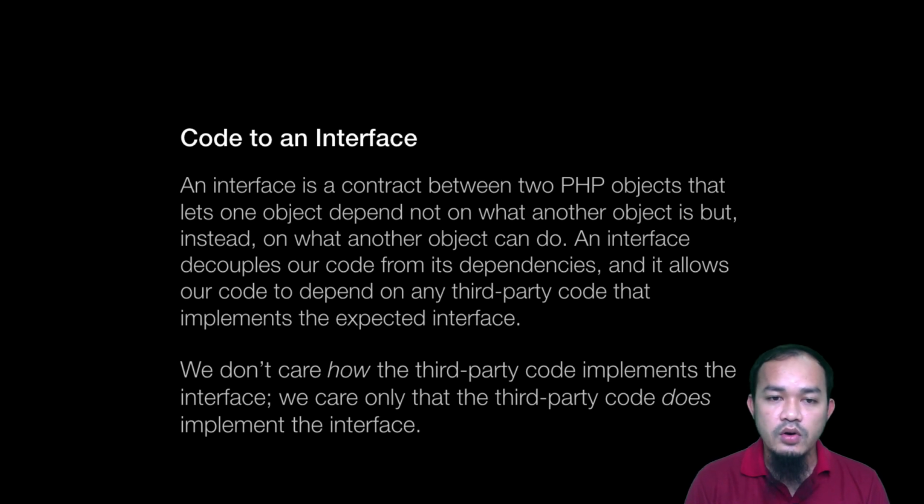An interface decouples our code from its dependency, and it allows our code to depend on any third-party code that implements the expected interface. We don't care how the third-party code implements the interface, only that it does implement it. As we know, the interface defines the standard names of the class and the functions. So if you want to use an interface, you have to define the same function names as the interface defines. This is the interface.